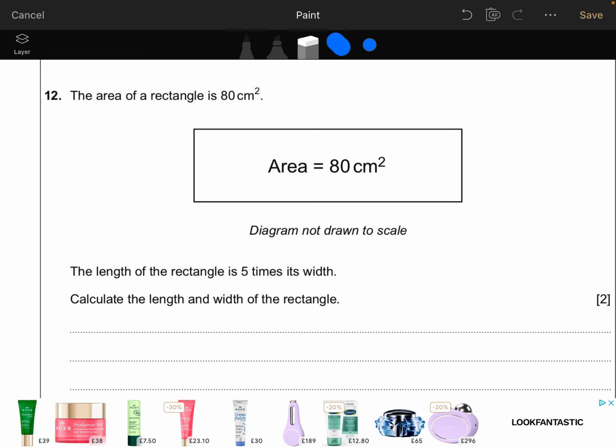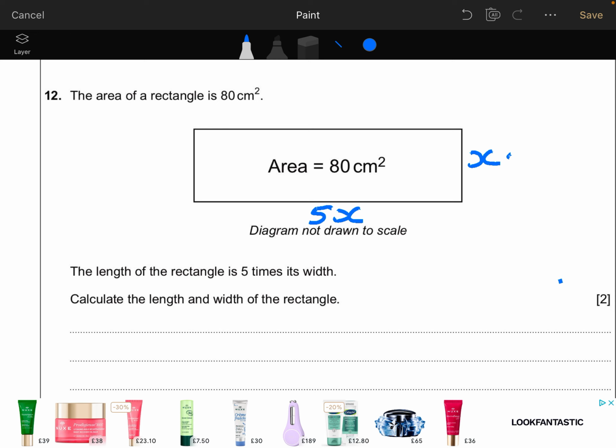The area of the rectangle is 80 centimeters squared. The length of the rectangle is 5 times its width. Calculate the length and the width of the rectangle. Right, so that's tricky, isn't it? We don't know what the length or the width is, but if I said that the width was x, and the length is 5 times the width, that means this one is 5x. So we've now got the lengths in terms of x.